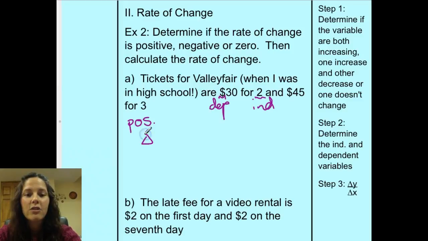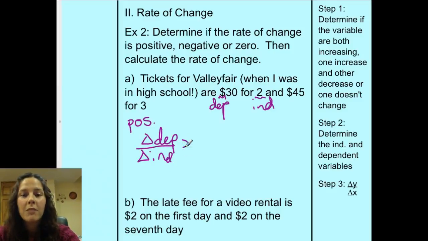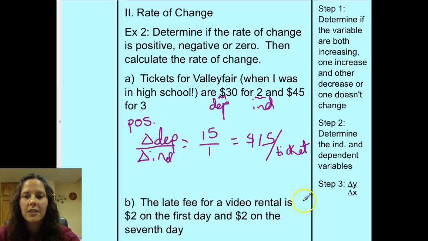Calculating that rate of change, change in the dependent variable over the change in the independent variable. Our dependent variable, our money, went from 30 up to 45 for a change of $15. It was an increase. And our tickets went from 2 to 3. So we were talking about a change of $15 per ticket. I bet most of you guys wish Valley Fair still cost $15 a ticket.